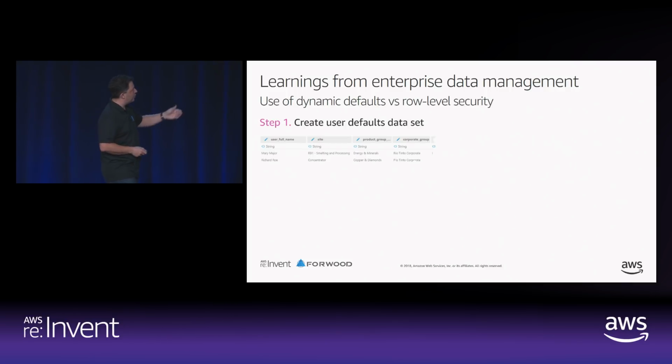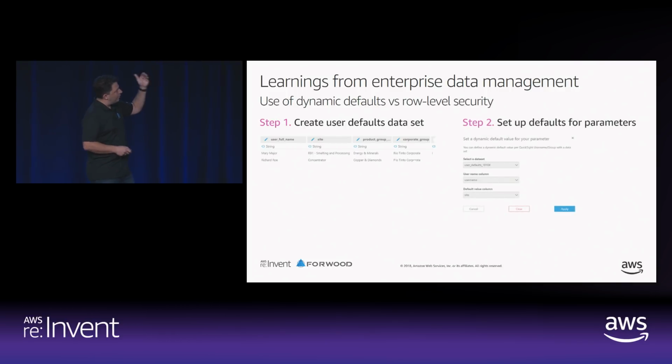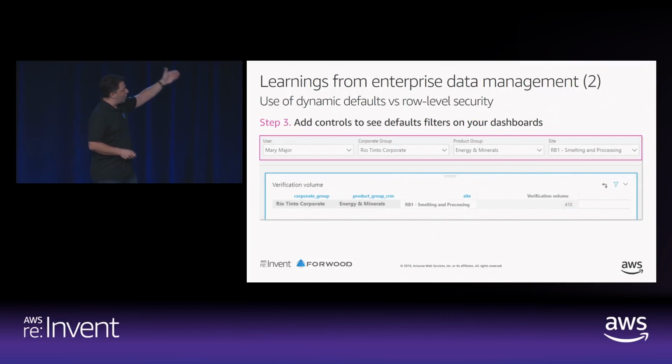What we see here on the screen is that we create a user default data set. We then simply set up the defaults for these parameters, and then we can apply them and use them as filters to control them in the dashboards, which is the top picture. And automatically, when the user logs on, we might want to choose that his default filters apply, so he gets to see immediately his data.